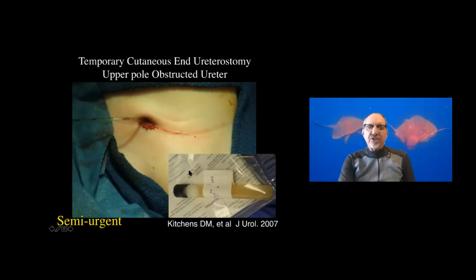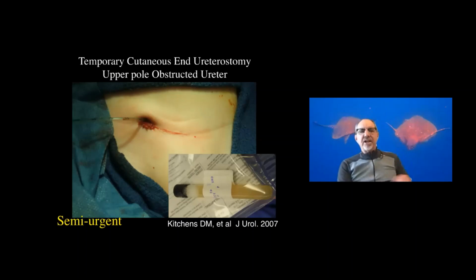Why do I do this? 1, it allowed the septic urine to drain out easily. 2, it avoided the nephrostomy tube, and I told you the reasons I don't like that. 3, it allows the ureter to completely decompress and become nice and delicate. And this turns, again, this patient who I think is basically an emergency or definitely semi-urgent into a cured baby.